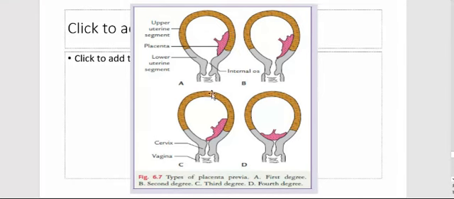It comes in types. The first degree is just near the os and the uterine wall. The second degree is almost near the entrance; the placenta is formed just near the entrance. Then there's the third degree, where the external os is closed off. This is a high risk pregnancy. And the fourth degree is the worst, with the placenta formed over the os. It can lead to even losing that pregnancy, and the mother herself can be affected.